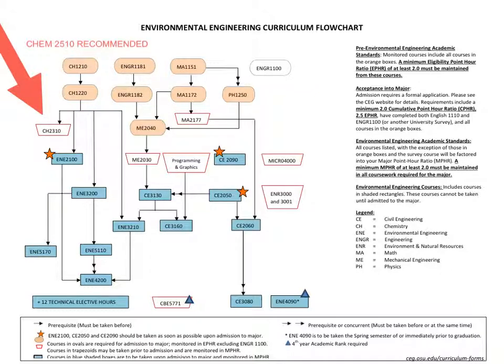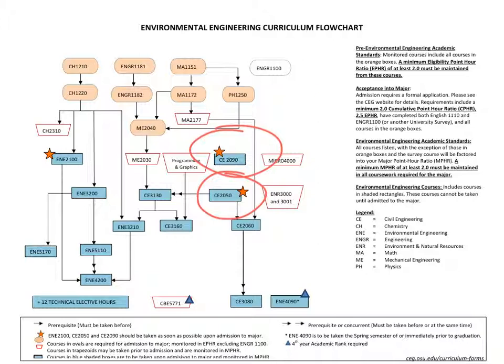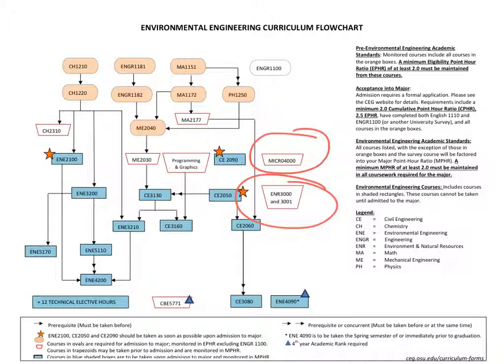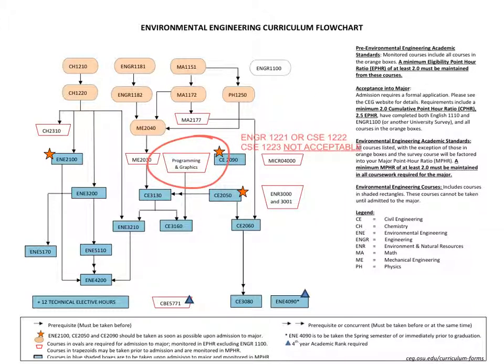So just to reiterate again your options for the upcoming semester, you definitely want to take Civil 2050 and 2090. You would either take Environmental Engineering 2100 or 3200, depending on the semester in which you're watching this video. You might want to finish your chemistry course. We recommend the Chemistry 2510. You could also take either the Microbiology 4000 or the Soil Science 3001 and 3000 courses, or the Earth Science 1121 course. If you haven't taken it already, it also might be a really good term to take your programming and graphics classes.